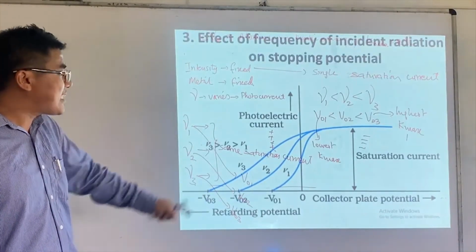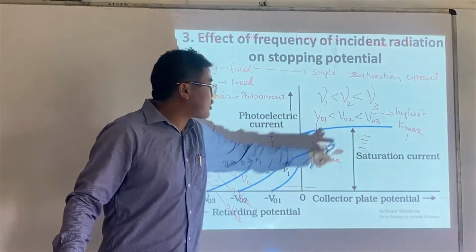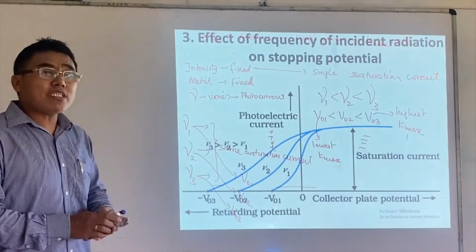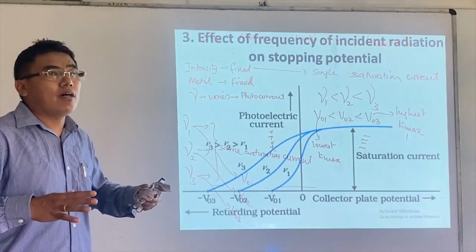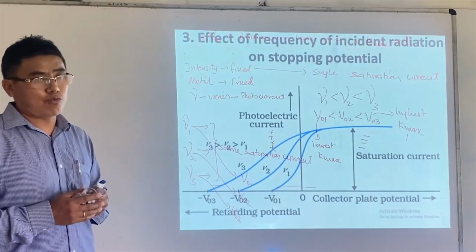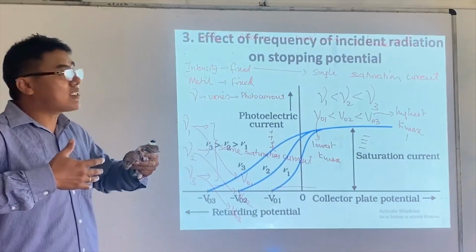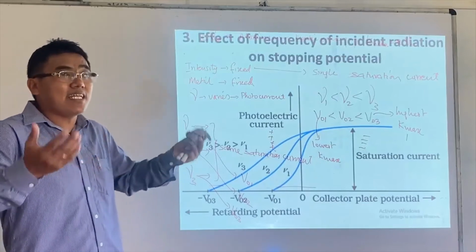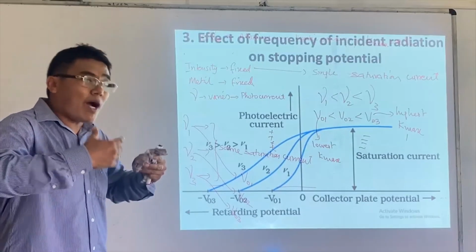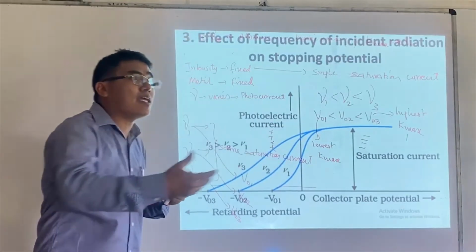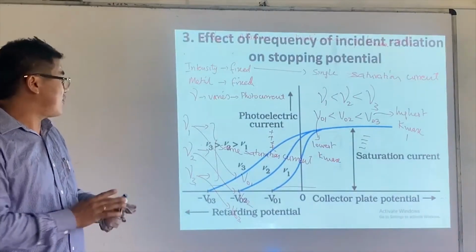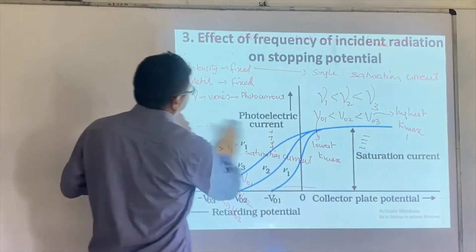So why the same saturation current? Because frequency has no effect on the number of electrons being removed. Since the frequency determines the energy, with what energy an electron can be removed is all determined by frequency. So this is all about that.